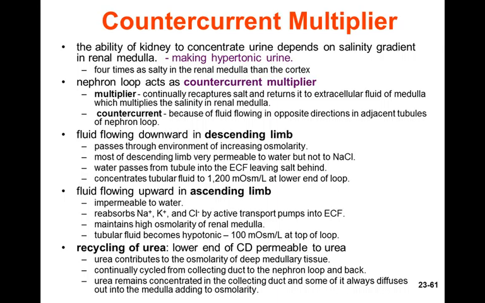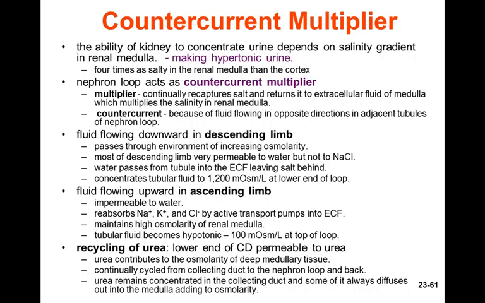Now, we need to talk about the countercurrent multiplier. The ability of the kidney to concentrate urine depends on how salty the medulla is. This is making hypertonic urine. The renal medulla, which again is the inner section, is about 4 times as salty as the cortex. The cortex is the outer part. Now, the nephron loop, which, remember, has the thin segment, and then the rest of it is the thick segment, acts as what we call a countercurrent multiplier.